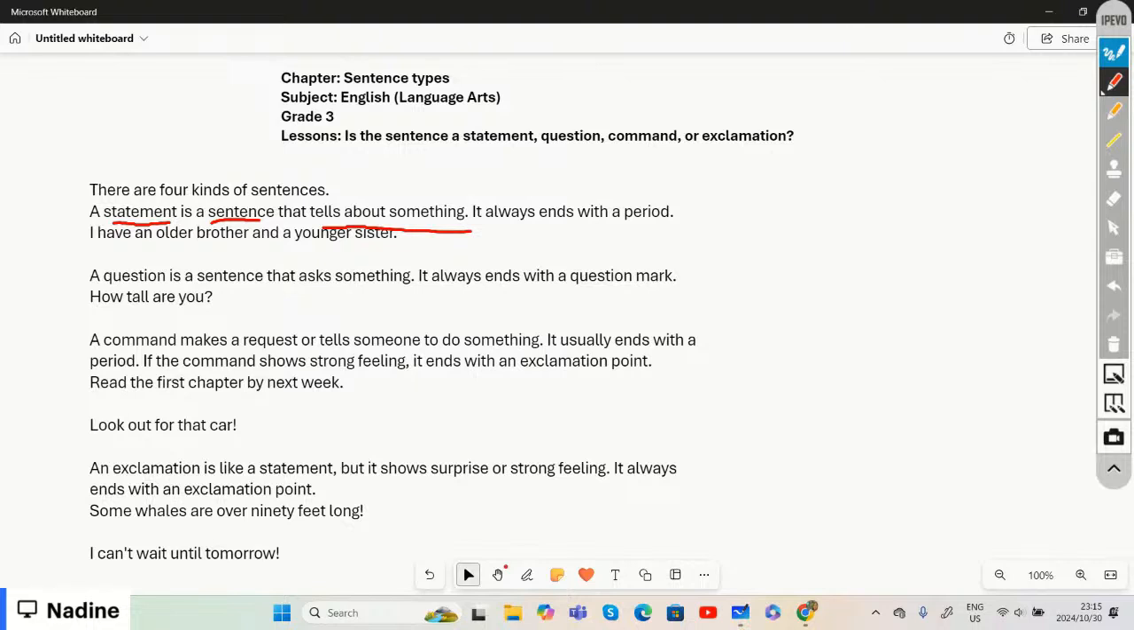No command, because I'm not expecting you to do something for me, right? So even if you were to, for example, say, I have an older brother and a younger sister. If I were to say I have an older brother and a younger sister, you don't even have to respond. It's just me telling you something. And when it comes to a statement, right, it always ends with a period. That is a statement.